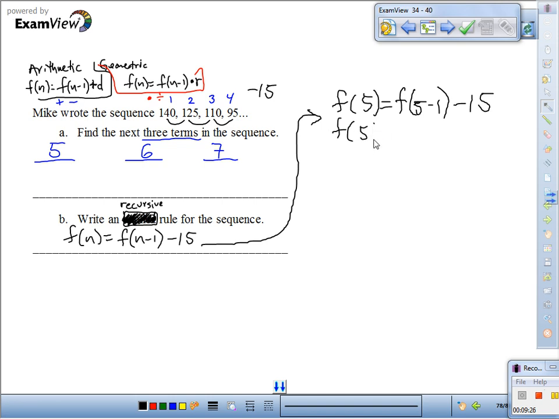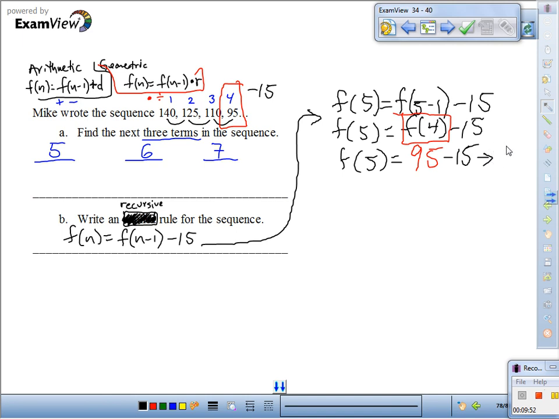F of 5 equals f of, what is 5 minus 1? 4, minus 15. At that point, look up. What is f of 4, everyone? 95. That goes right there. Bring everything else down. F of 5 equals 95 minus 15. What is 95 minus 15? 80. That goes right there.